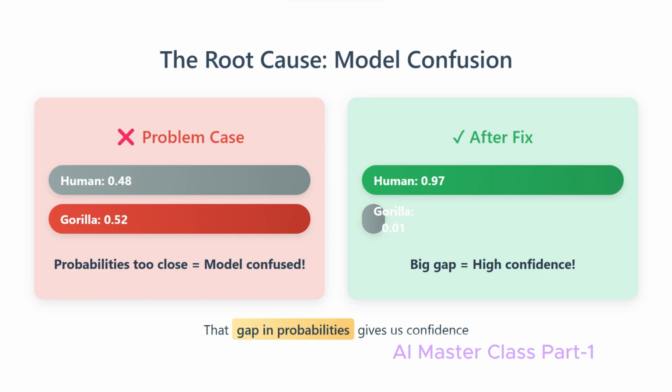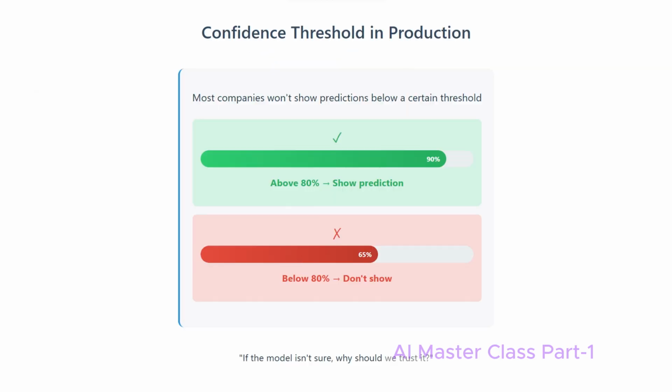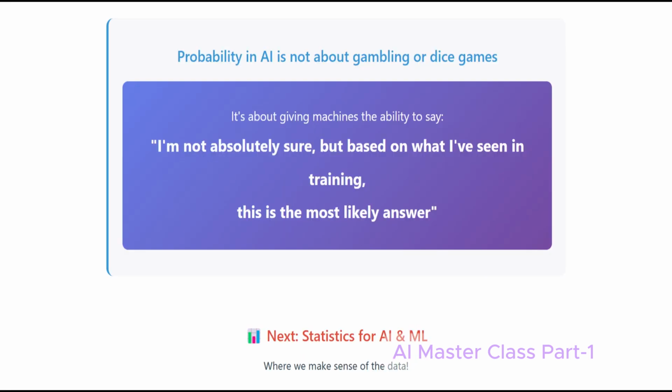And this is exactly why we need something called confidence threshold in production systems. Most companies won't even show you a prediction if the highest probability is below, let's say, 80%. Because if the model isn't sure, why should we trust it, right? The label with the highest probability becomes the prediction, but the probabilities themselves tell us how sure the model actually feels. So probability in artificial intelligence is not about gambling or dice games. It is about giving machines the ability to say that I'm not absolutely sure, but based on what I have seen before in my training data, this is the most likely answer.